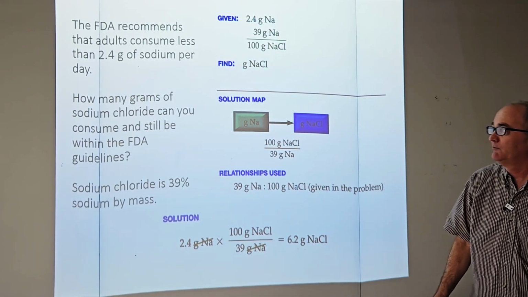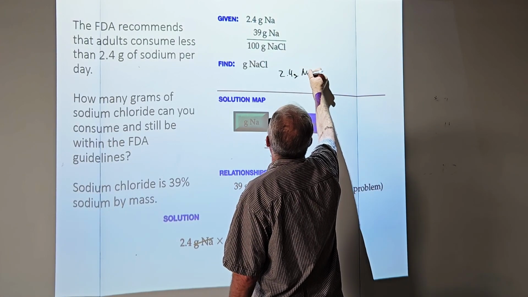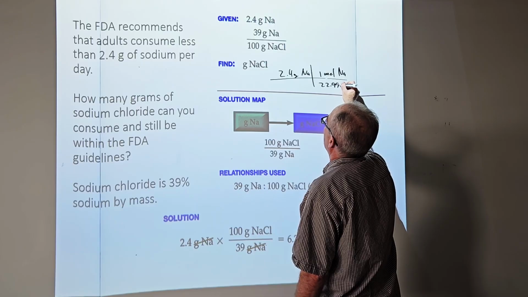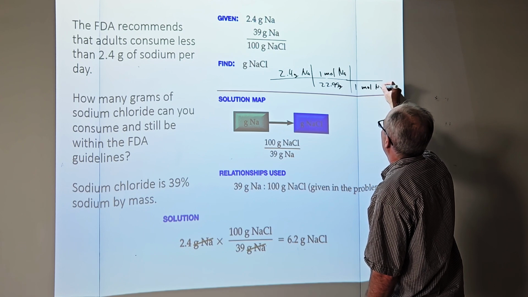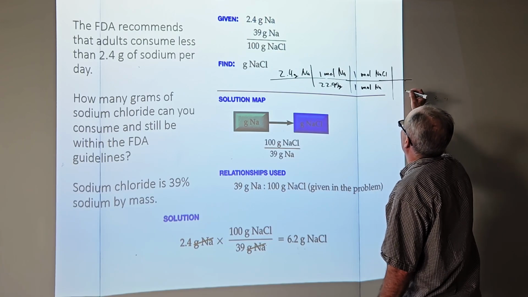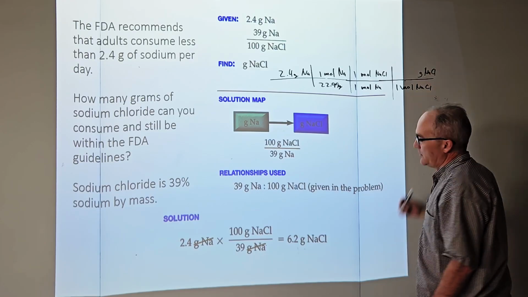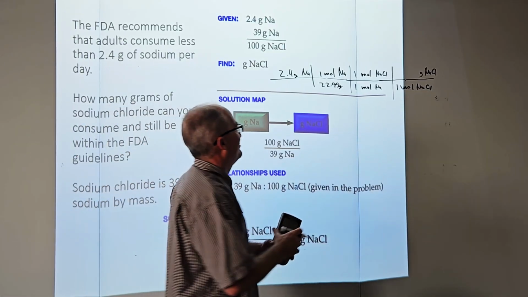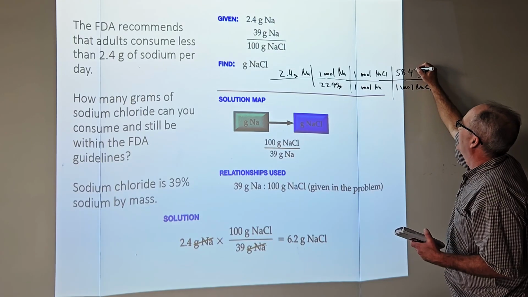Now as you're packing up, let's just do this the other way. I'm going to go 2.4 grams of sodium. 1 mole of sodium is the same thing as that many grams of sodium. There is 1 mole of sodium per 1 mole of sodium chloride. 1 mole of sodium chloride is the same thing as how many grams of sodium chloride? Should be in your notes. I just did it. 58 something. 58.44, yeah.